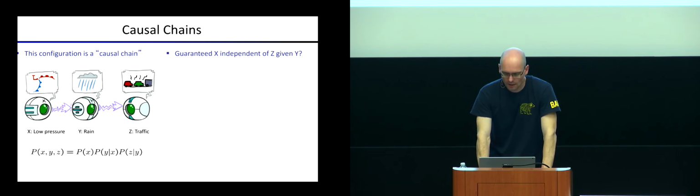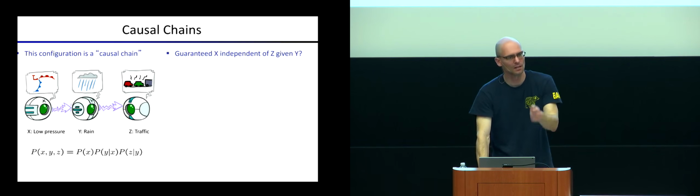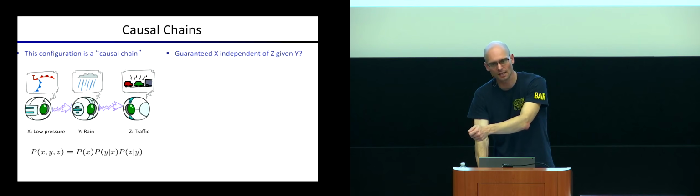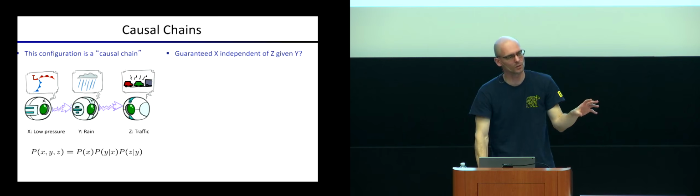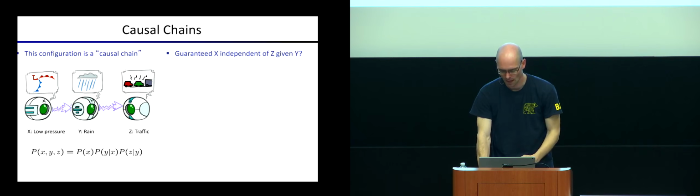How about, can we guarantee X is independent of Z given Y? Intuitively, yes. That's the whole intuition of this kind of causal chain, is that one causes the next, and if you know the one in the middle, it doesn't matter anymore what the one before it was. So our tentative answer is yes, X is independent of Z given Y.